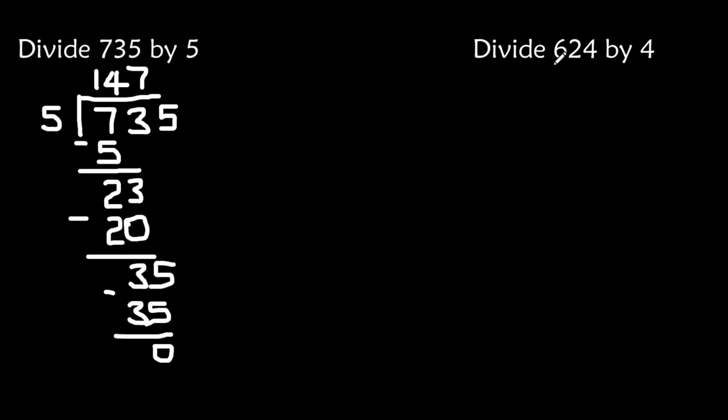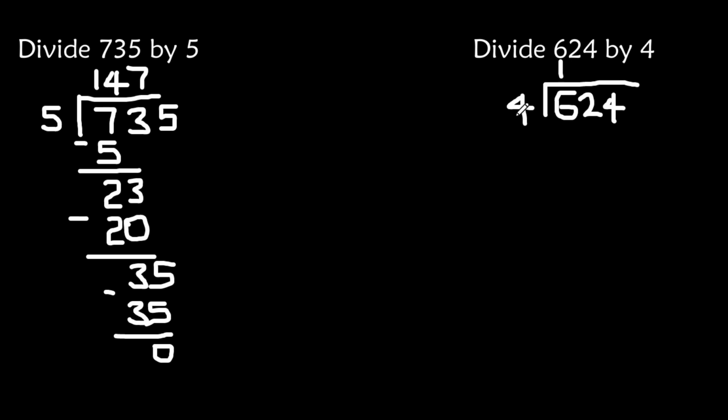So, let's look at the second question. We'll do the same thing. Our dividend will be inside and our divisor outside. So we'd have 624 and our 4 stays outside. The next thing we want to do is divide 6 by 4. The goal is to know how many 4s you have in 6, and the answer to that is 1.